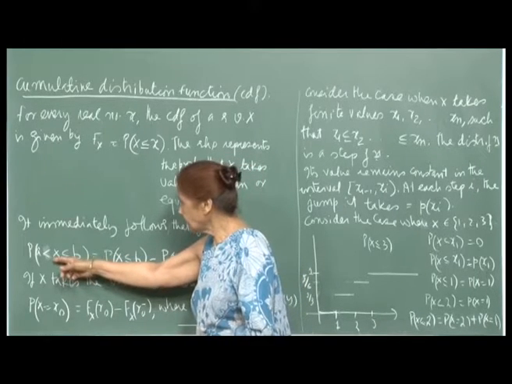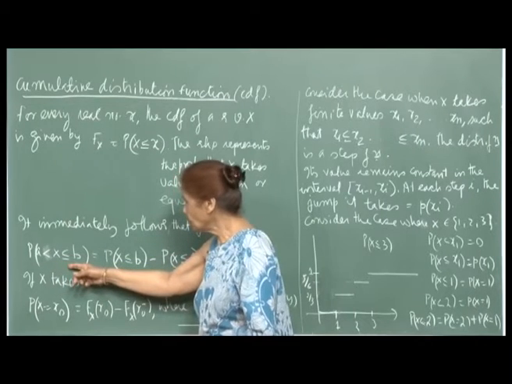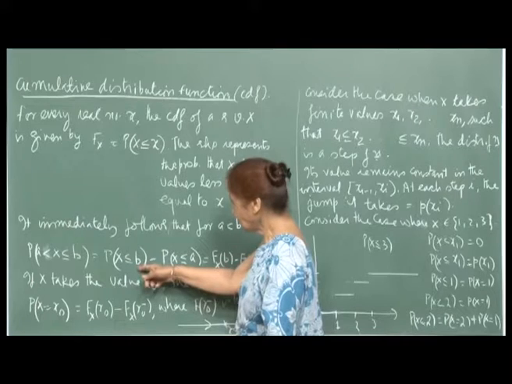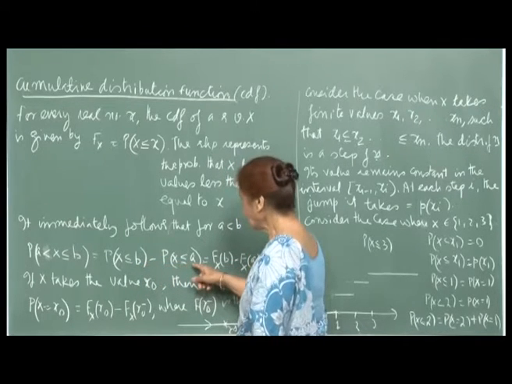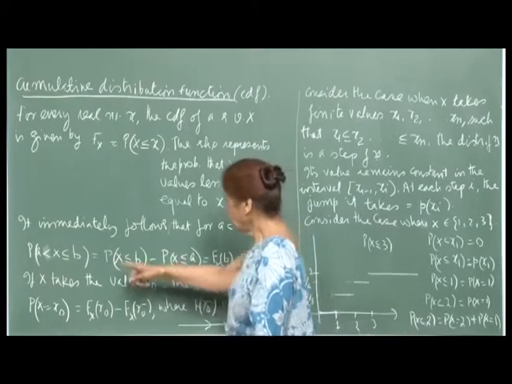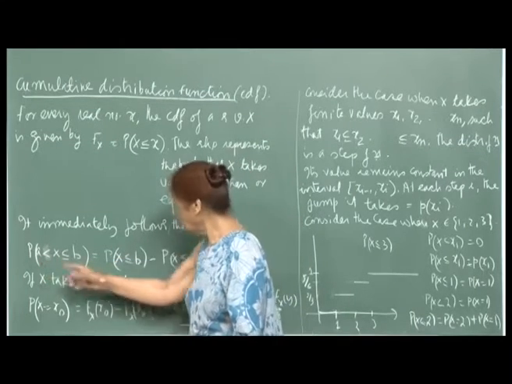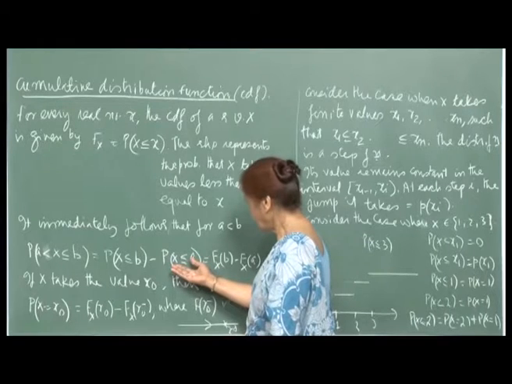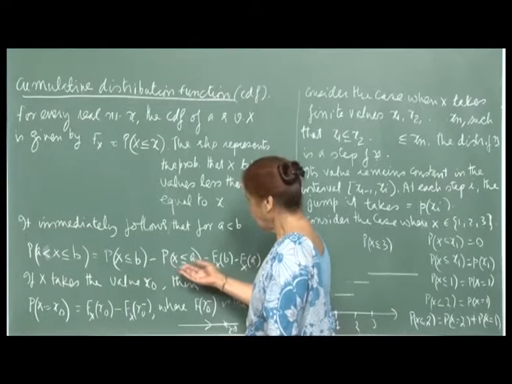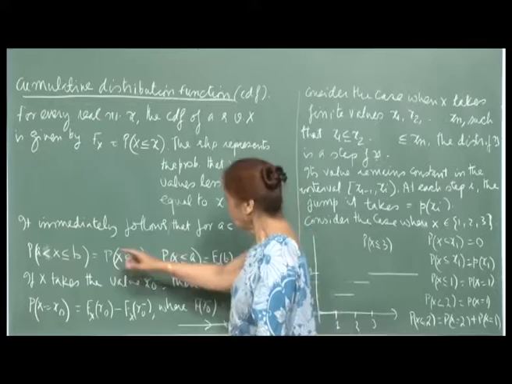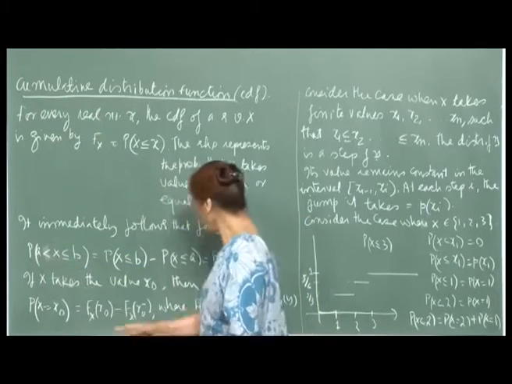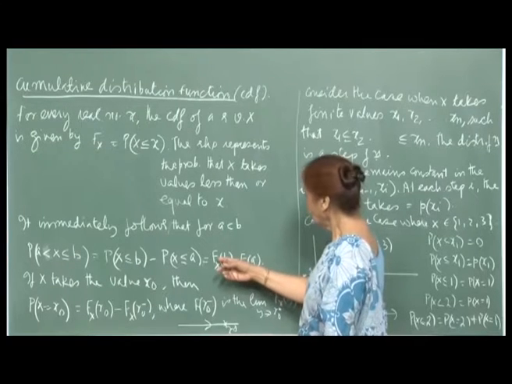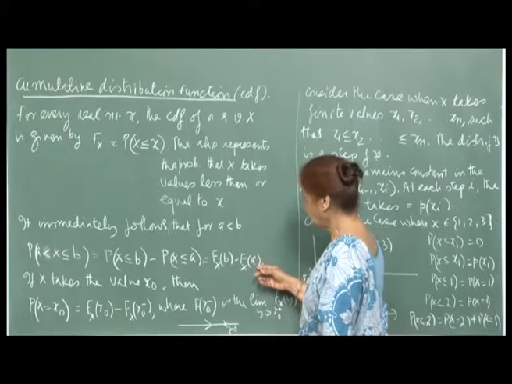It immediately follows that if you want to compute the probability x greater than a and less than or equal to b, then this can be written as probability x less than or equal to b minus probability x less than or equal to a. That is why this is x greater than a, because you are subtracting all sample points for which this capital X is less than or equal to a. So, therefore, this becomes x greater than a, and in terms of our cumulative distribution function, we write F_X(b) minus F_X(a).